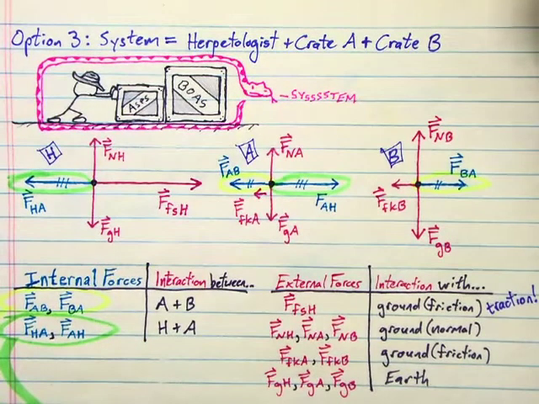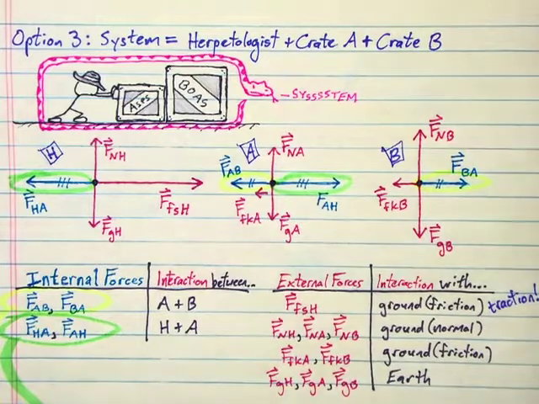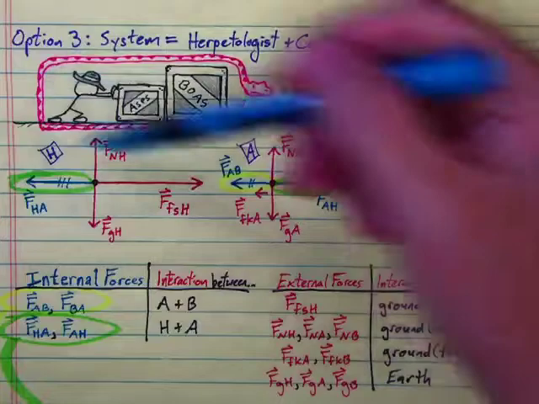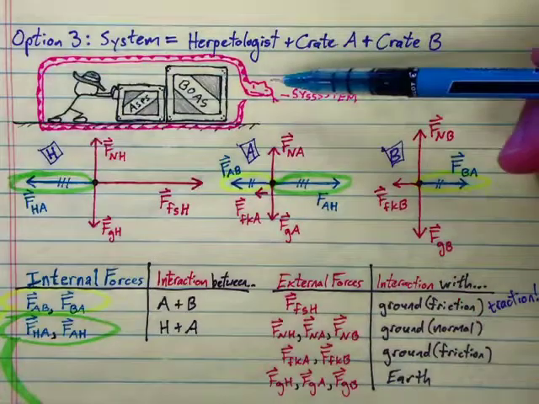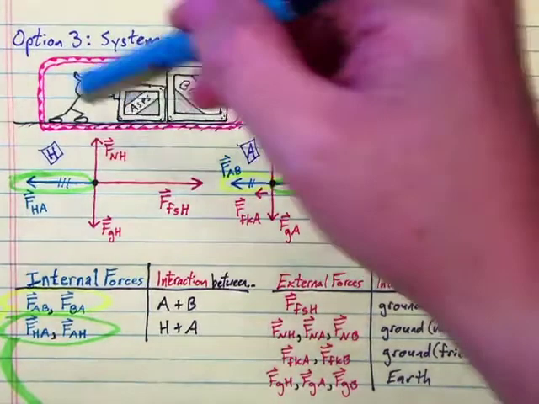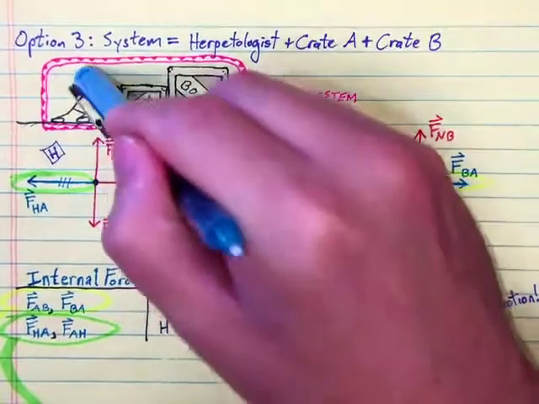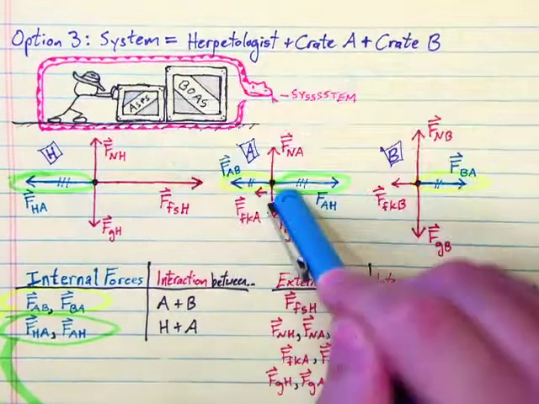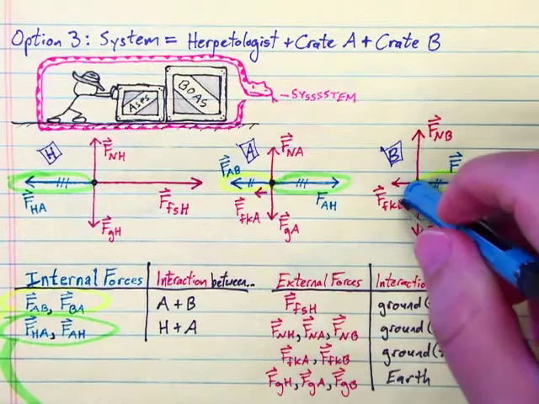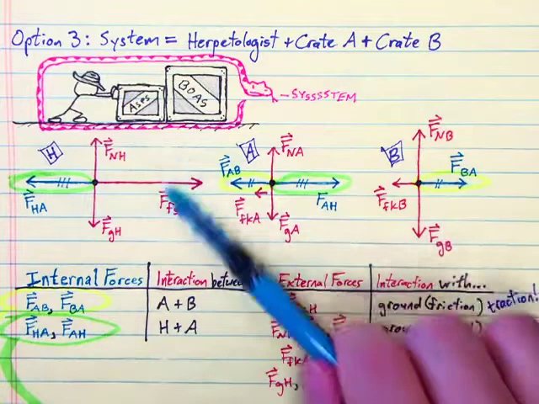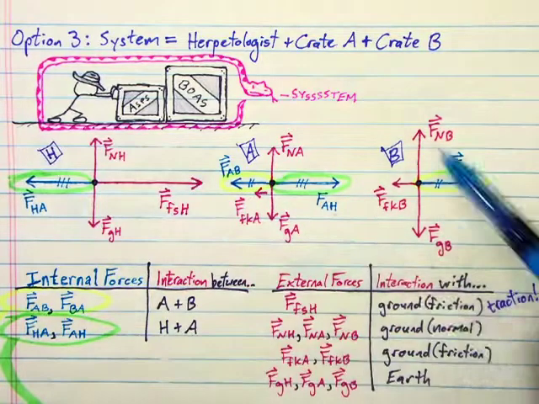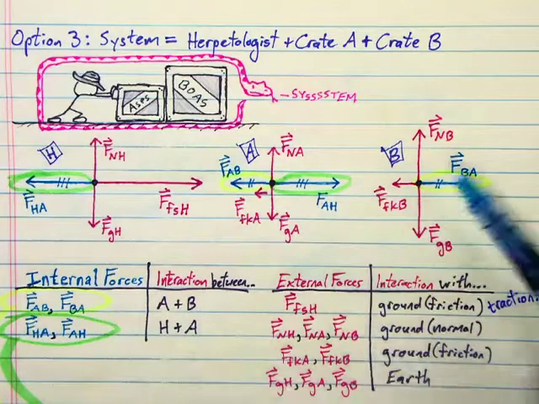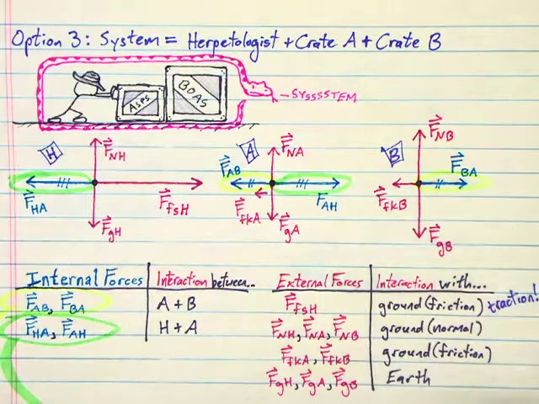We could include the herpetologist, the crate A and crate B, all inside this system. In that case, if we've got 3 movable objects inside the system, we'll need an FBD for each one: for the herpetologist, for the crate of asps, for the crate of boas. And again, we'll classify all these forces that are present, there's a lot of them now, into the internal forces and the external forces.